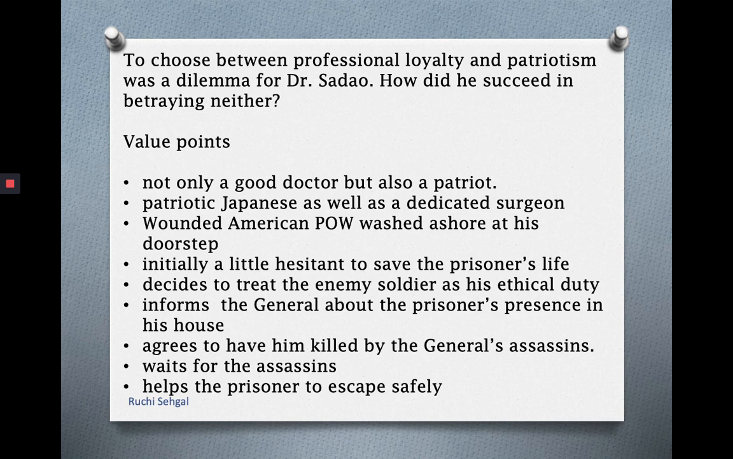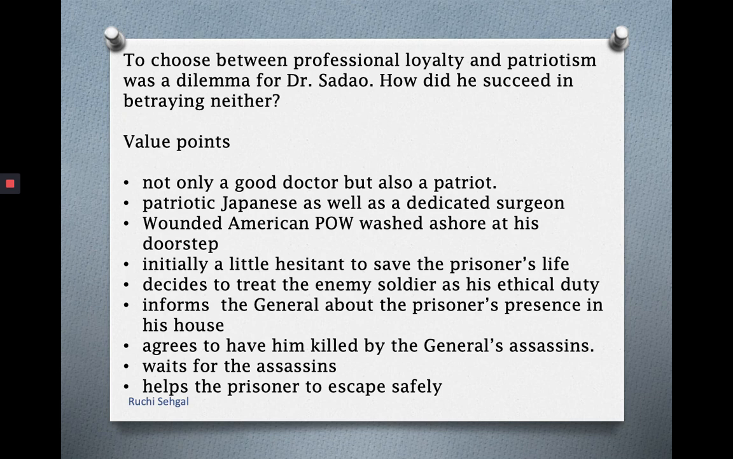So the last question is a 5 marker. Remember, for 5 mark questions, you must give at least 4 value points. You must divide your long answers in 3 paragraphs and look at the fact that the answer flows cohesively. Okay, so you can skim through these points. To choose between professional loyalty and patriotism was a dilemma for Dr. Sadao. How did he succeed in betraying neither?